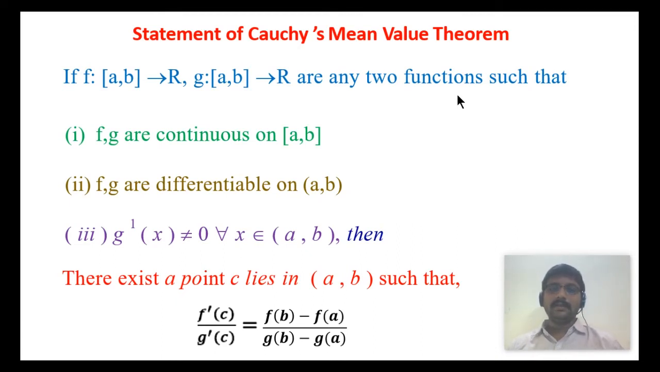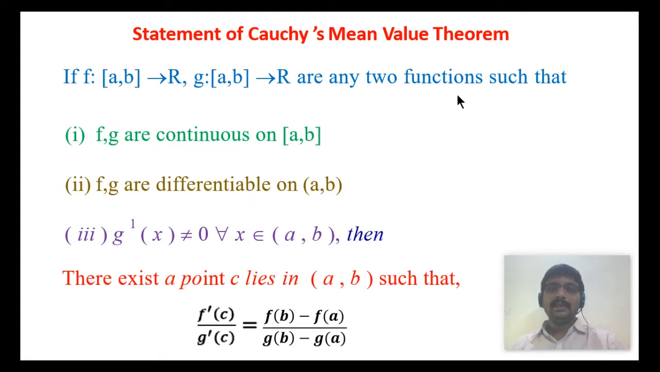Here in Cauchy's mean value theorem we have to take two functions f and g. Both must be continuous and derivable on open interval (a, b), and g'(x) will not be equal to 0 for any x belonging to open interval (a, b). There exists at least one point c in open interval (a, b) satisfying the condition f'(c) by g'(c) is f(b) minus f(a) by g(b) minus g(a).